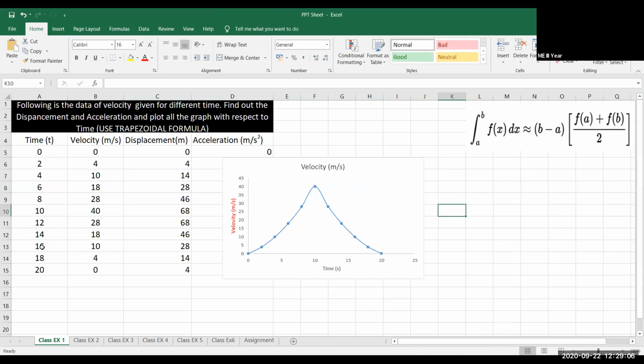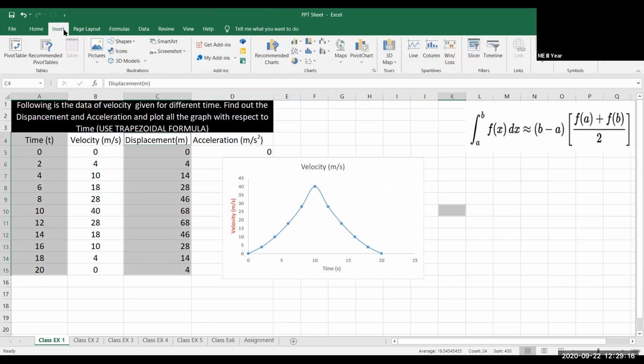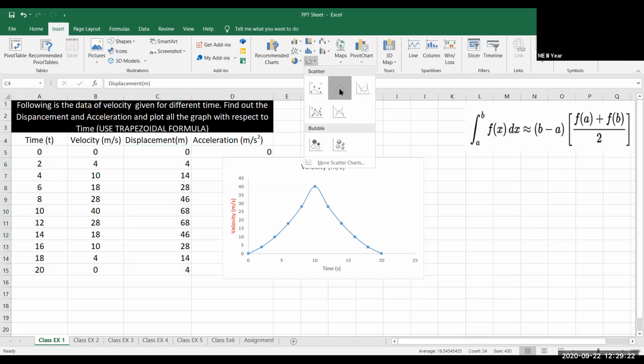The second curve will be for the time period versus displacement. Already we have plotted velocity versus time. So now we have to go to the plotting of displacement versus time. We'll go to insert and then the scatter plot, the same as before.